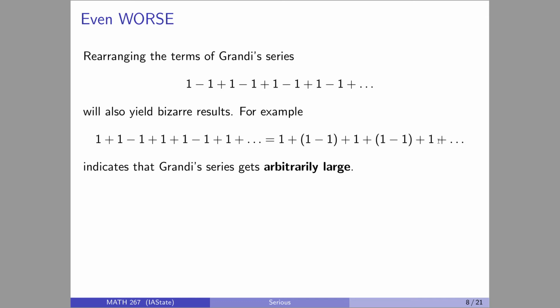So, Grandi's series then, not only could it equal 0, not only could it equal 1, but now I can make it as big as I could ever want it. And in fact, you can do these sorts of manipulations to make it equal whatever integer you want it to equal. So, what's the answer then for Grandi's series?